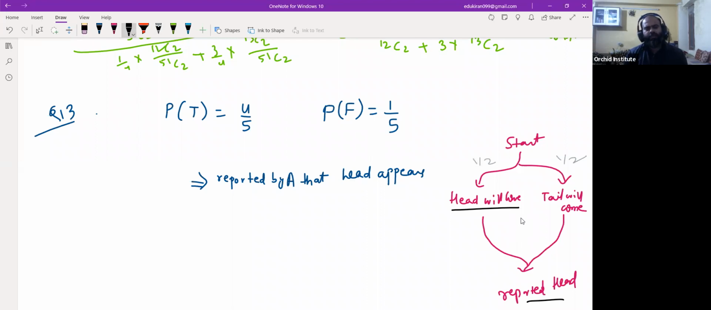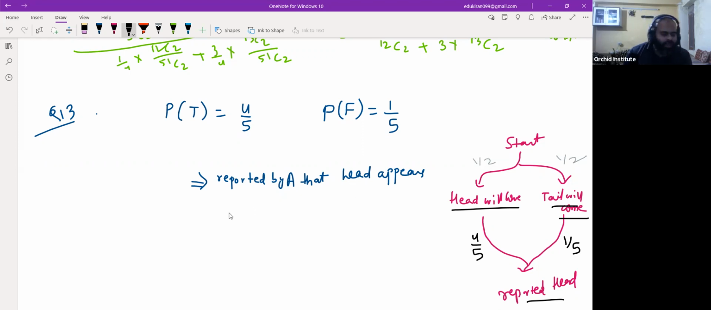When head will come, yes? So the probability that A speaks truth over the amount of times A speaks truth when it's head. So the probability that head appears if A speaks the truth, yeah, so this is 4 by 5. And if tail will come and he reported head, that is 1 by 5. That is speaks lie or false.